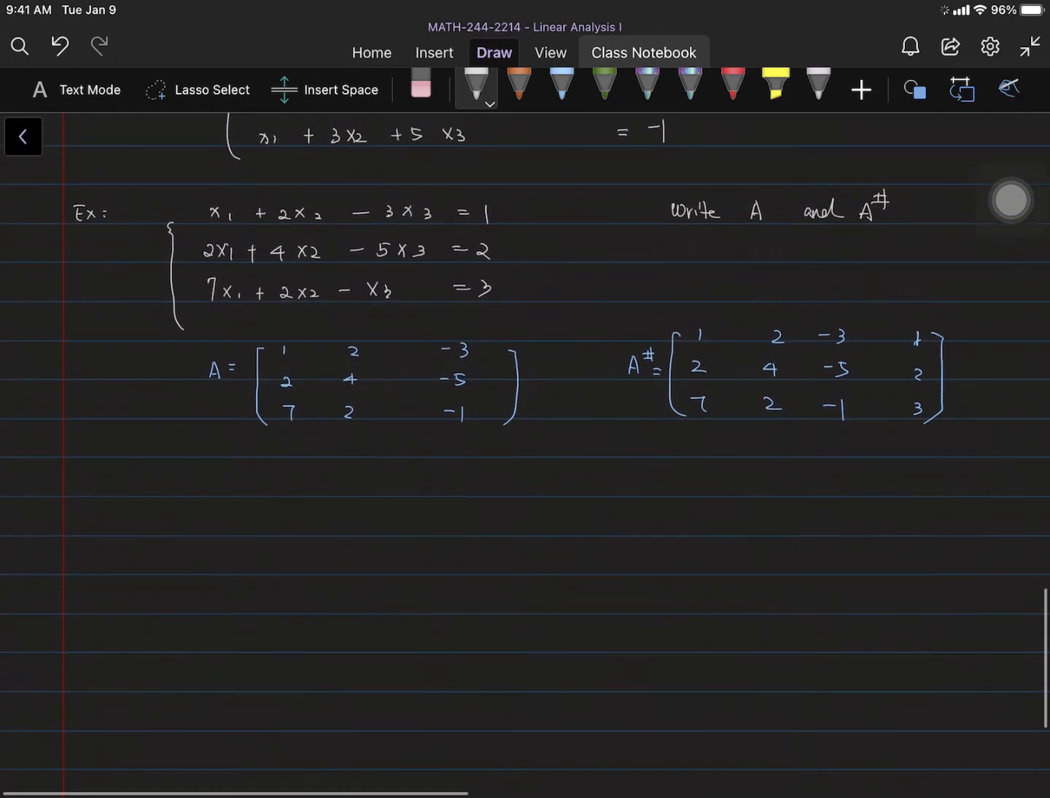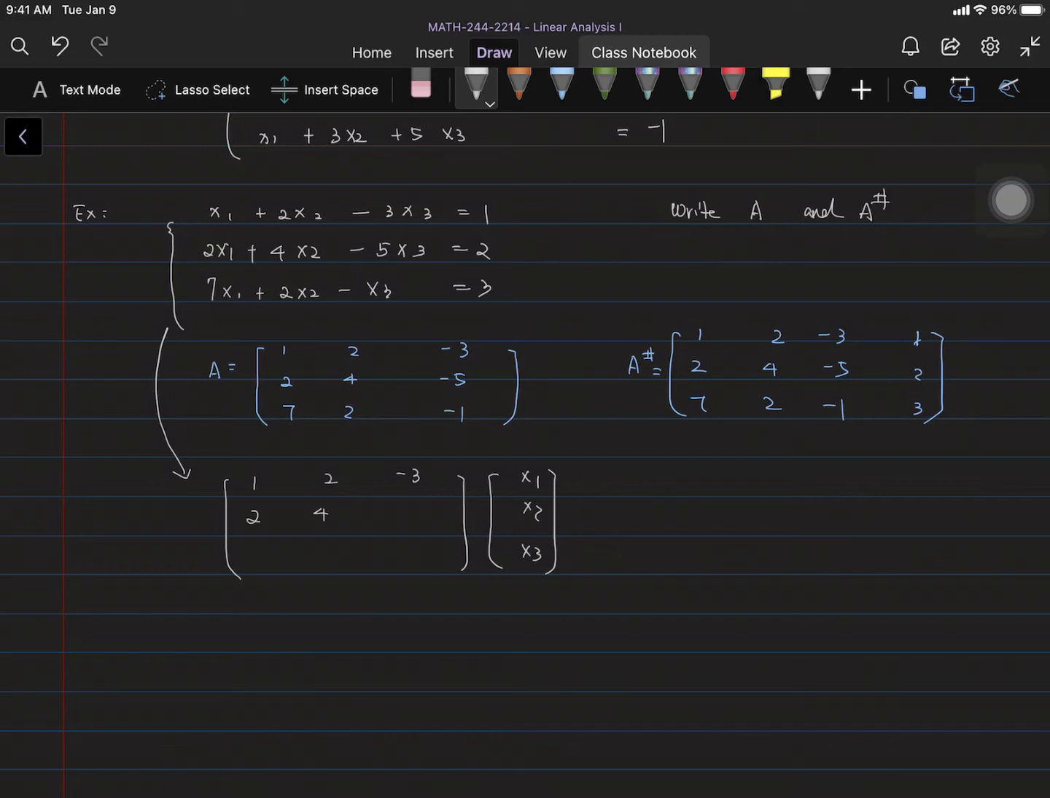Let's just take a look at this linear system. We learned the product of two matrices, right? For the left side of the linear system, we look at it as the product of the coefficient matrix and the column vector, and it equals the right side: 1, 2, 3.